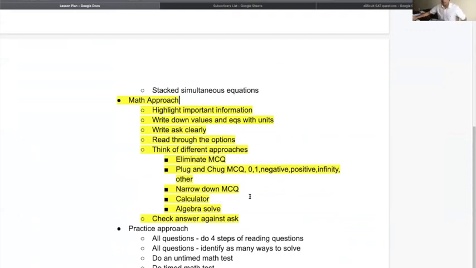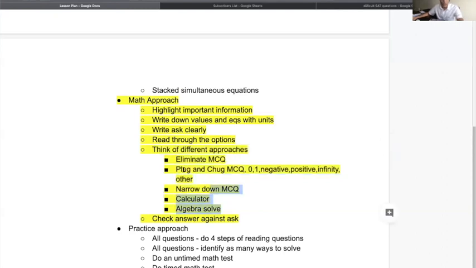I'll review this once quickly. When you find a math question, you should highlight the important information in the question, underline it, then write down values and units for any values. Then write down the ask very clearly, in words, because that's where many of you make mistakes. Remember the second part questions we went over? Then you want to read through the options. You're not done reading until you read through A, B, C, D. And for those of you that are new, please write this down or take a screenshot. This is very important.